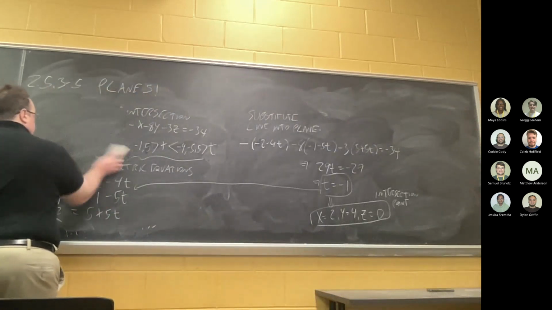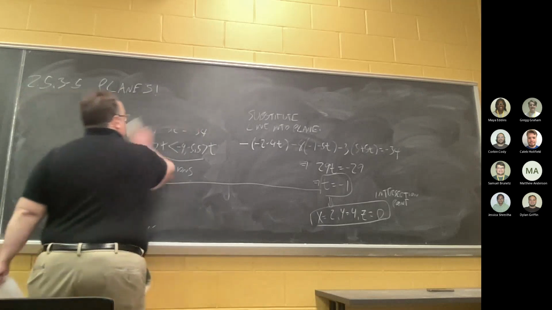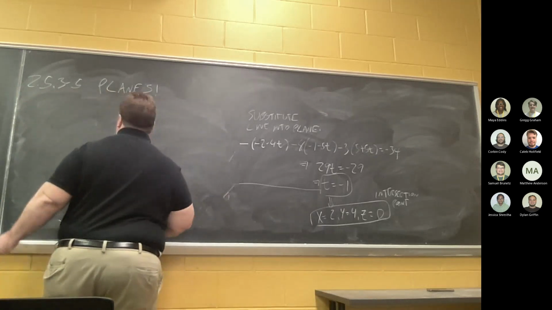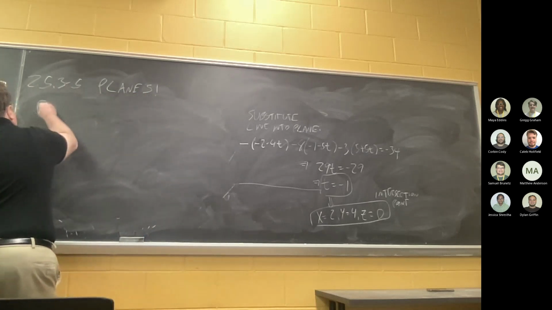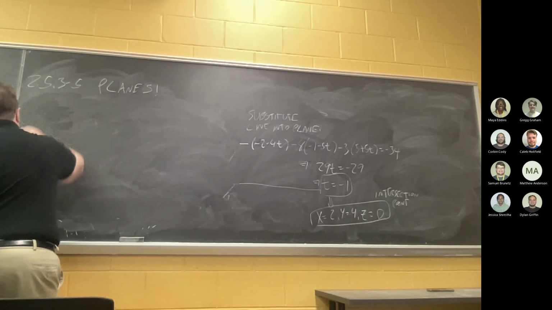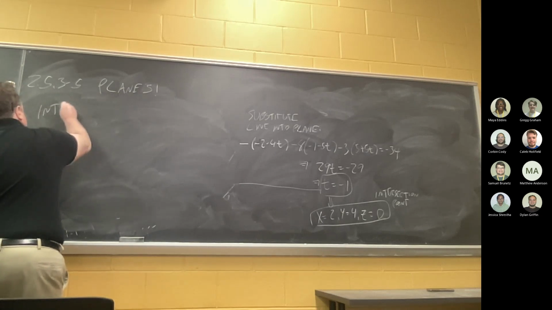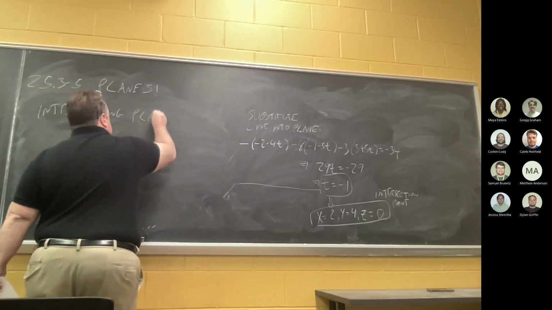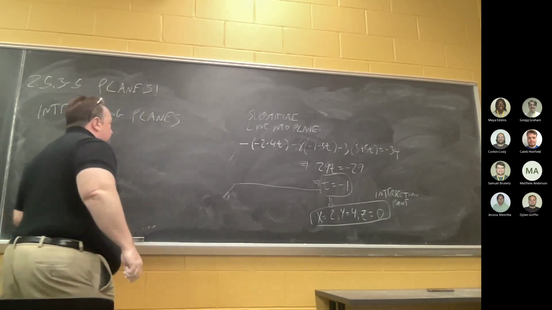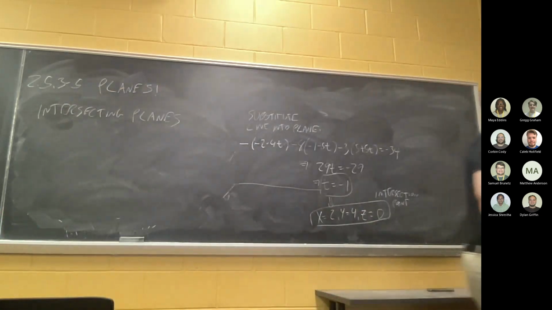So now for a different sort of problem involving planes. Actually, I'll talk about general procedure first. Those are intersecting planes. So if you have two planes that are not parallel, where they cross, the intersection of them is going to be a line. The question is, what is the equation of that line? Okay.